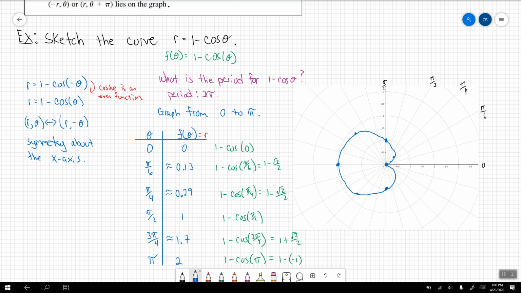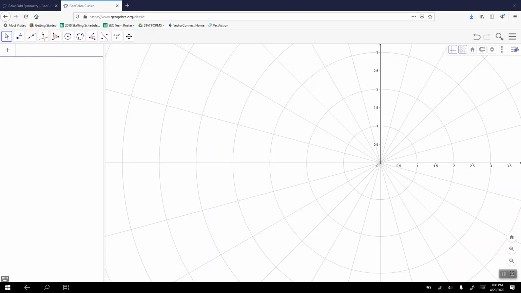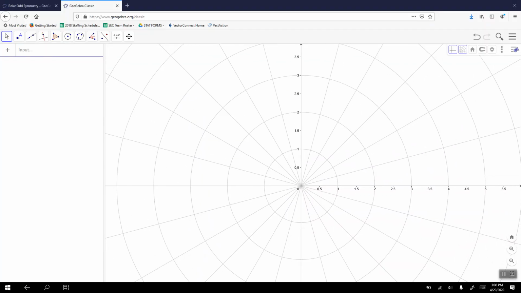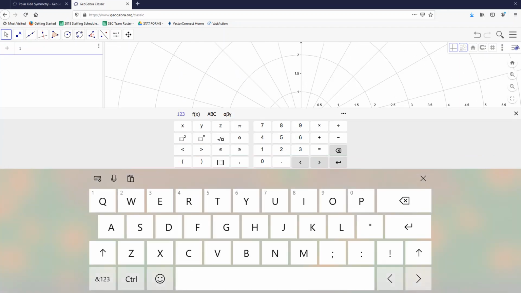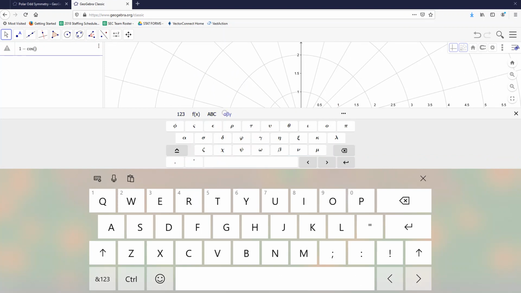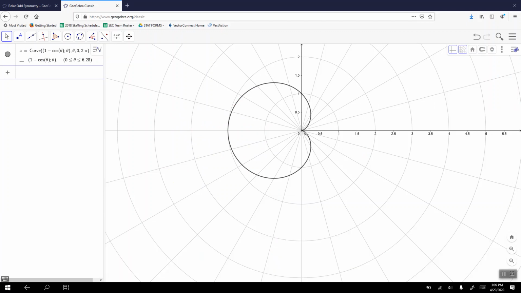Now let's go check on GeoGebra, make sure we got this correct. Alright, so I'm here on GeoGebra, and I'm going to see if I got this correct. So I want this 1 minus, and we said that was cosine of theta. There we are. Hit enter on that. Perfect. Look at that. It's the same graph that we found, and we're able to see the symmetry a little bit more clearly, right? If we were to draw that x-axis here, it cuts it directly in half.